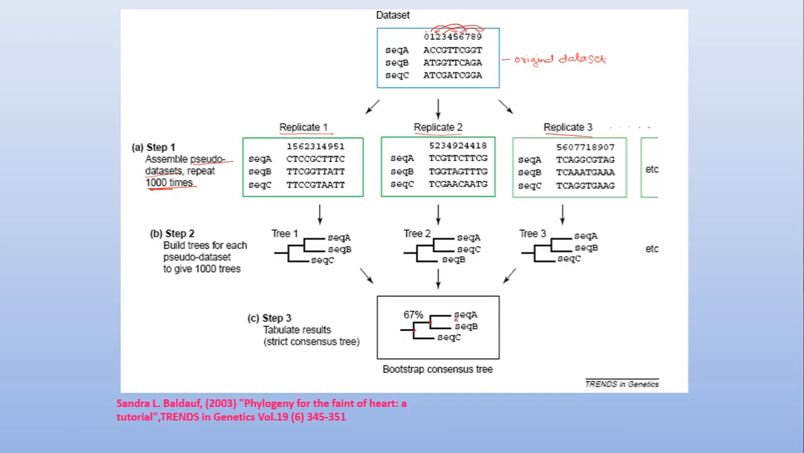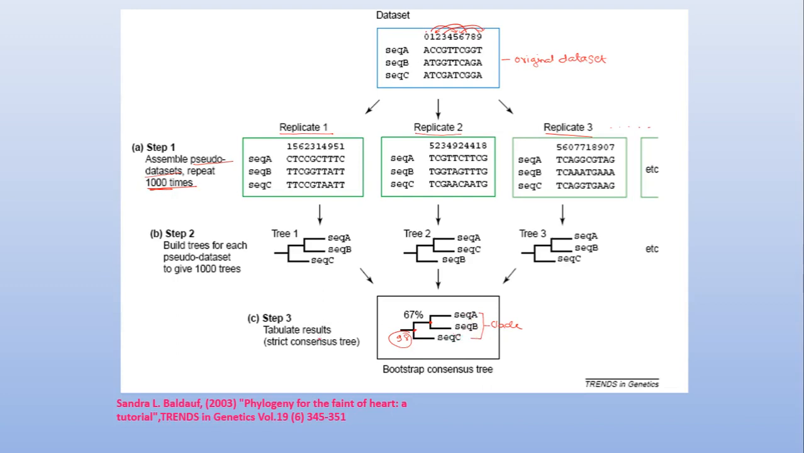So this would indicate that out of these 1,000 trees, 67% of the time the sequences A and B were found together. Okay, or this might happen: at this particular node, 98% of the time the sequences A, B and C were found to be present in a single clade. So now you can say that the reliability of these sequences A, B and C being present in this particular arrangement is very high, right?